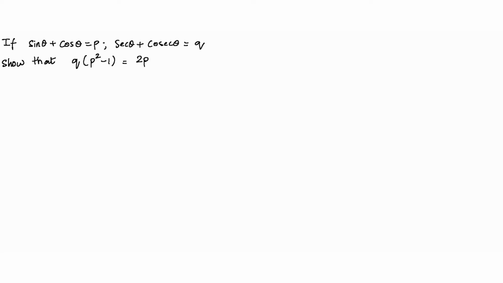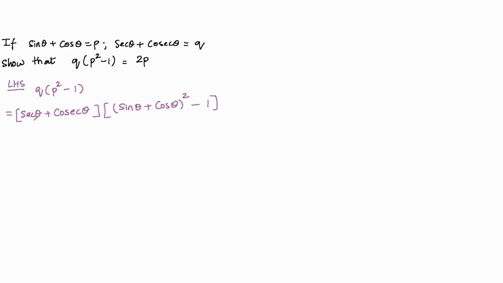So the way I'm going to work around this particular problem is, I have the left hand side. The left hand side is q times p square minus 1. So let's do one thing. Let us substitute the value of p and q. Q is sec theta plus cosec theta, right? This is the value of Q. And P square, P is sin theta plus cos theta the whole square minus 1, right? This is my left hand side.